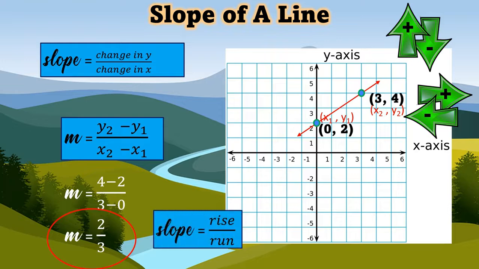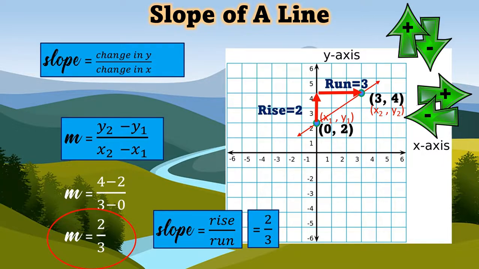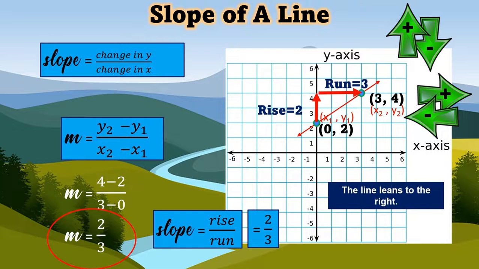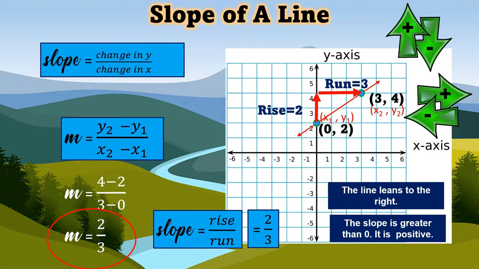We can also use the concept rise over run. We rise first before we run. Going up, it's positive. Going down, it's negative. Going to the right is positive. Going to the left is negative. So from the first point (0, 2), we rise 2 steps. So rise equals 2. And then from that point, we go to the right 3 steps. So our run equals 3. And so slope equals 2/3. The line leans to the right, and the slope is greater than 0. It is positive.